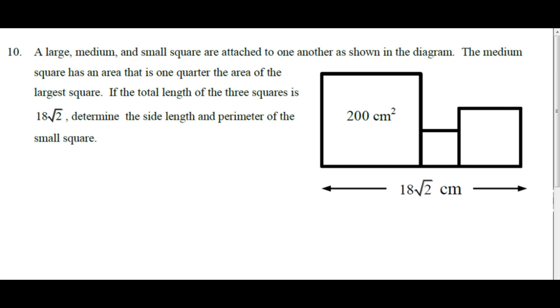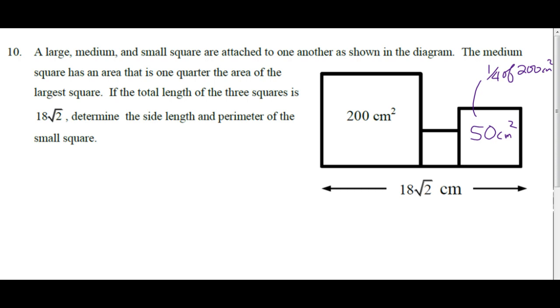A large, medium, and small square are attached to one another as shown in the diagram. The medium square has an area that is 1/4 of the largest square. So how big is it? What's the area of the largest square? 200. The medium square has an area 1/4 of the area of the largest. What is it? 50. You can label that on the diagram, right? All you're doing is using the information provided and saying, oh, 1/4 of 200 is 50, right? If you're wondering where that comes from, it's 1/4 of 200 square centimeters.